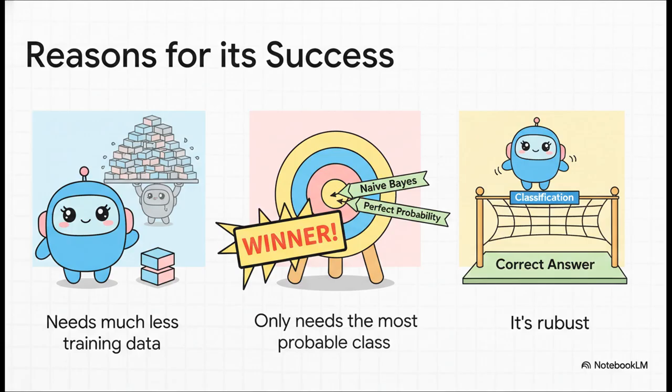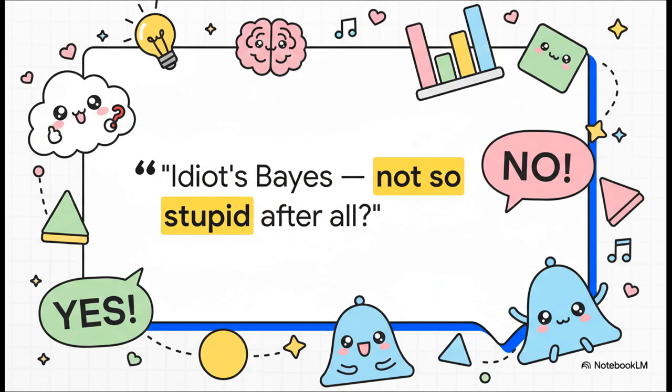It can be wrong about all the little details and still be right about the one thing that matters. And that leaves us with this fantastic question posed in a 2001 research paper that helped make this name famous. Idiots Bayes, not so stupid after all? And I think after everything we've seen, the answer is a definite no. It might be naive, but it's also one of the most elegant, simple, and shockingly powerful tools in the box. Not so stupid at all.